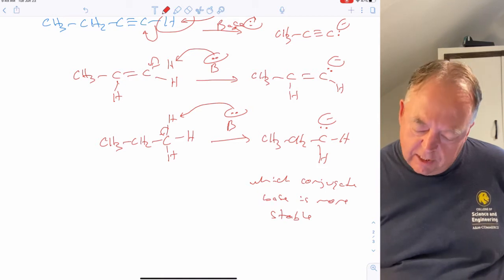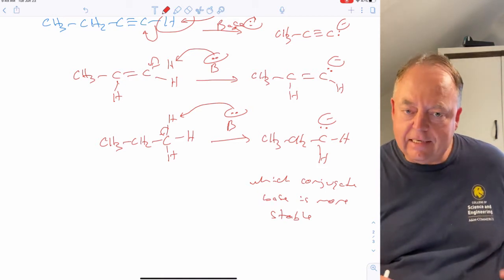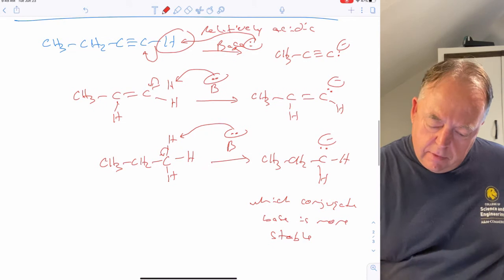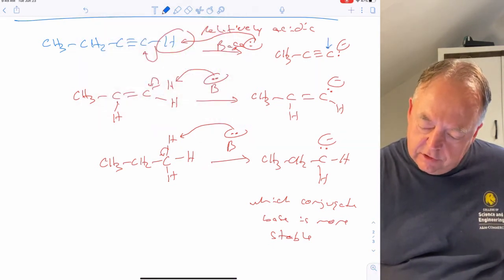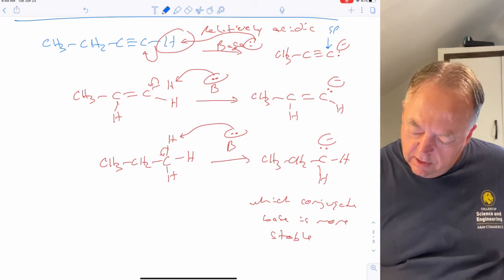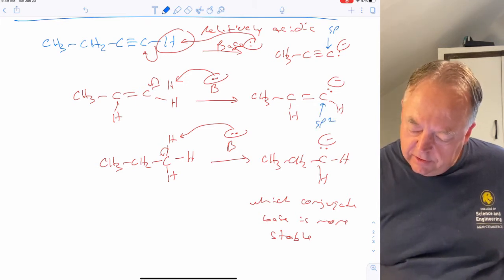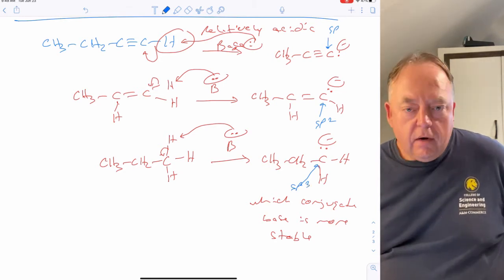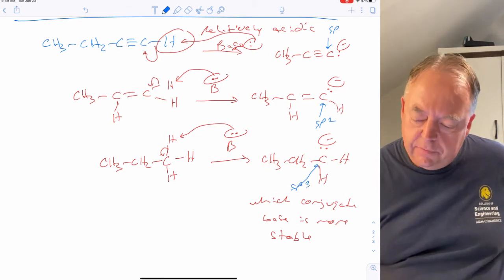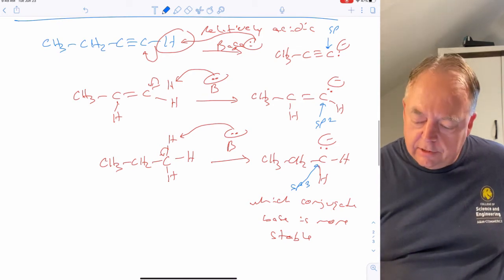So the one that's more stable is going to come from the more acidic molecule. The main difference here is that in this case, that's an sp hybridized carbon. That's an sp2 hybridized carbon. And that's an sp3 hybridized carbon. So where would the lone pair of electrons rather be, on an sp, sp2, or sp3 hybridized carbon?